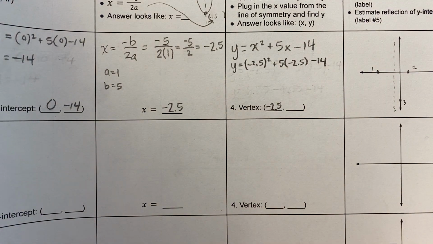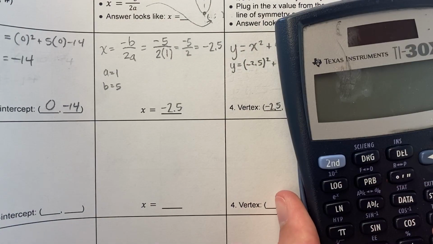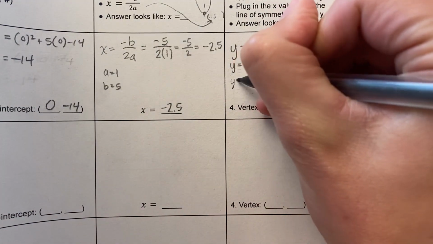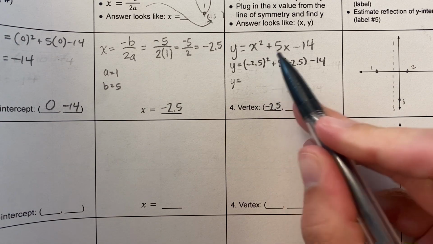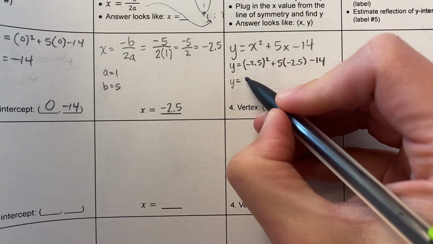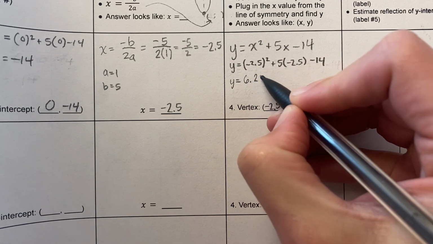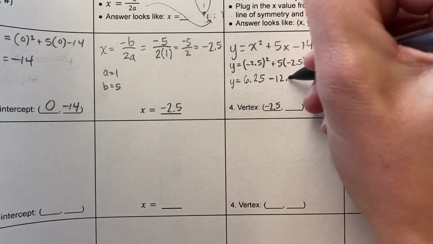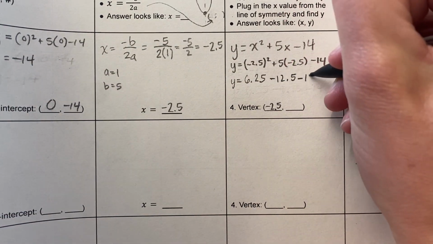Am I scared because it's a decimal? Absolutely not. Use the calculator if you need to. It is fine. You are okay. All right, let's do the math. -2.5 squared. It's a negative times a negative, so this is going to be a positive. -2.5 times -2.5 is 6.25. Right? Negative times negative is positive. Now here, this is a positive times a negative. So that's 5 times -2.5. That's -12.5. And I'm bringing down -14.